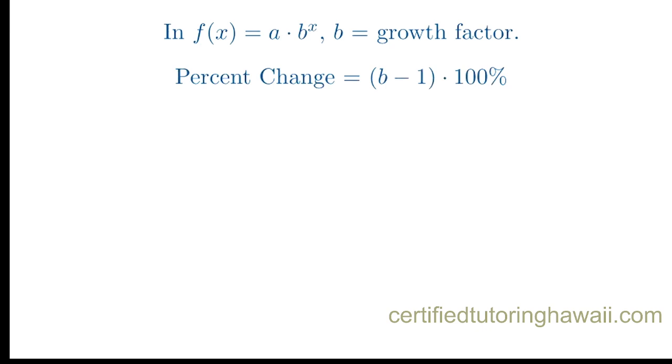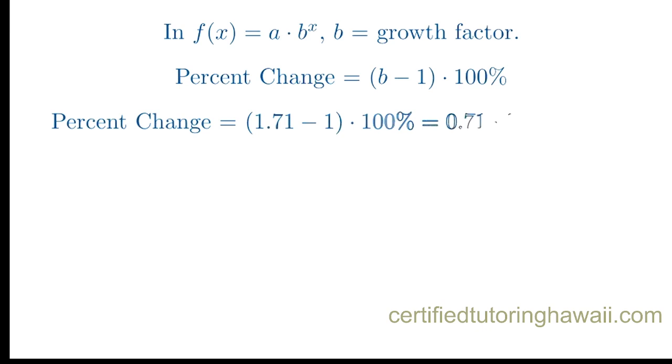Let's apply this to our bacteria example from before. We found the growth factor b to be approximately 1.71. The percent change is 1.71 minus 1, which is 0.71. Multiplying by 100%, we get 71%. This means the bacteria population is growing at a rate of 71% per hour. That's a significant rate of increase.